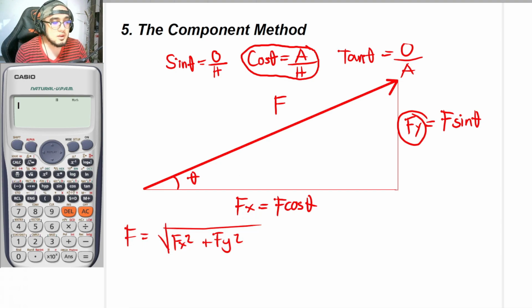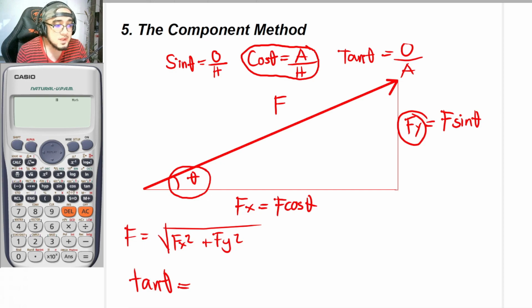So what about if, for example, you already know the value for your fx and your fy, but you do not know the value of your theta? If you already know the value of your f, you can make use of your sine theta or cosine theta, or better yet, if you want to make use of your fx and fy only, you can just make use of your tangent theta. So tangent theta is equal to the opposite of this angle, so that is your fy, divided by the adjacent of this angle, so that is fx.